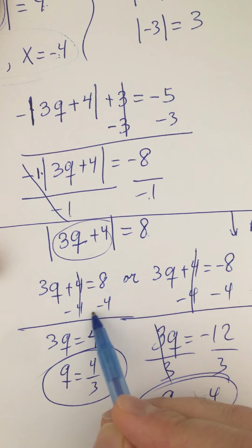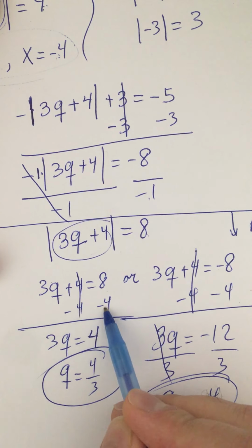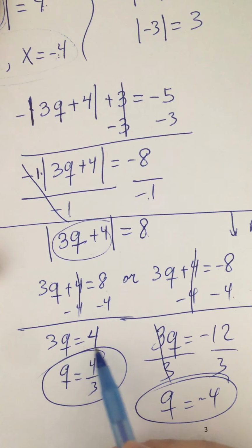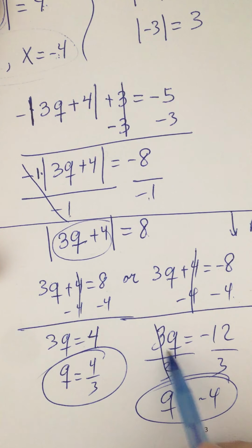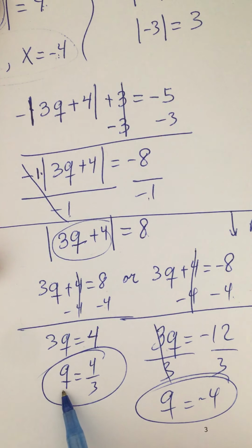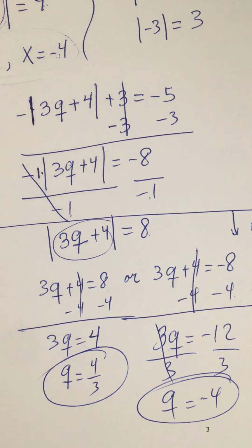And then we solve for q. So subtract 4 from both sides. You get 3q equals 4, 3q equals -12. And then divide by 3, and these are your two solutions. Okay? All right, so that's enough for absolute values. Let's go to the last section, section 1-5.